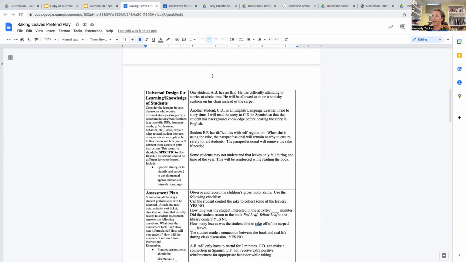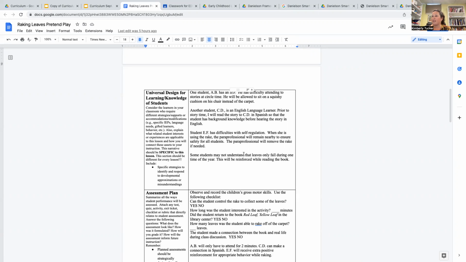I said that student AB has an IEP. He has difficulty attending to story time, so he'll be allowed to sit on a squishy cushion on his chair instead of the carpet. And then student CD is an English language learner. Prior to story time, I'm going to read it to him in Spanish so that he has the background before hearing it in English.